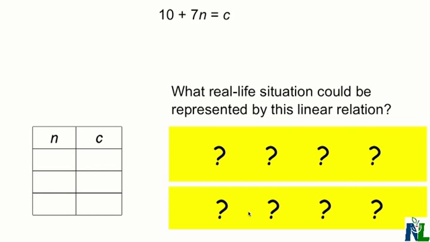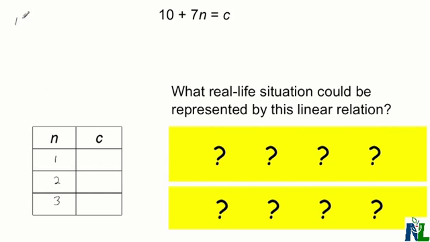Finally, we will look at an example that starts with a linear relation. Here we see 10 plus 7n equals c. We can begin by filling in the numbers from 1 to 3 into our table of values. We will find the value of c by using substitution.